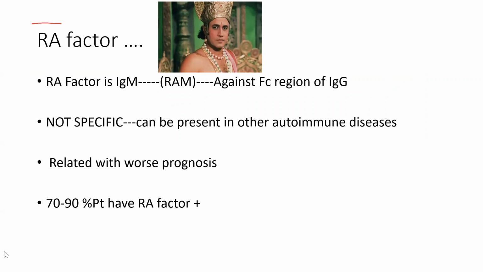Okay, so 70 to 90% of patients of rheumatoid arthritis have RF factor. So we'll again look for RF factor. It is a very important MCQ. What is RF factor? It is RAM, so IgM. It is against IgG. Okay, first thing. RF factor is not specific for only rheumatoid arthritis. It can be found in 100 other diseases also. But 80 to 90% of rheumatoid arthritis patients have this factor. It is related to worse prognosis. So if you find RA factor in some patient, that means the prognosis is worse. Okay, so that's the importance of RA factor.